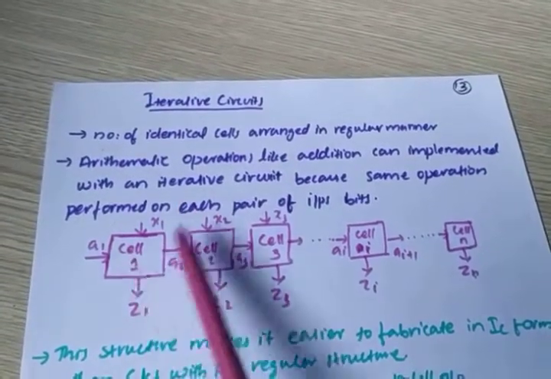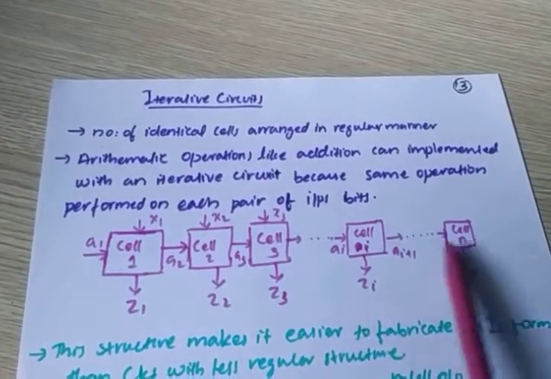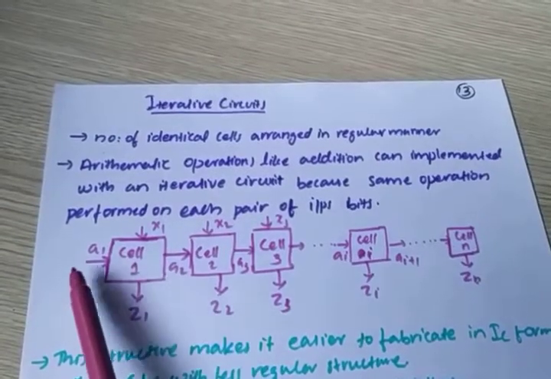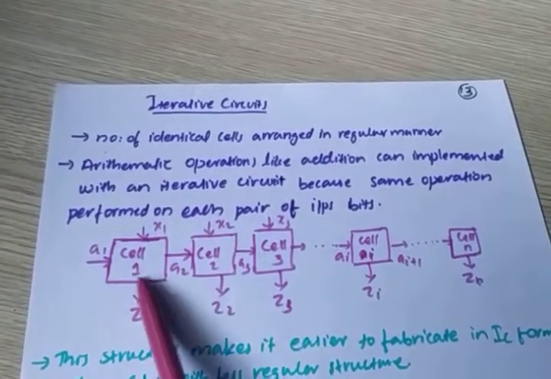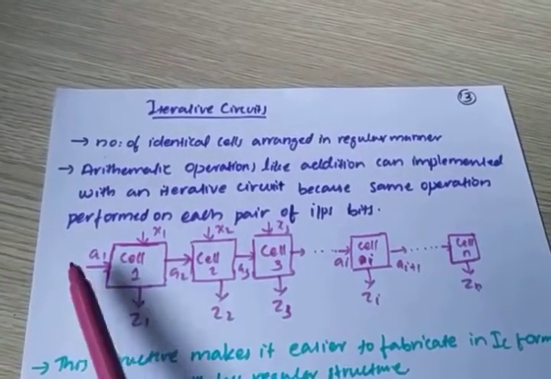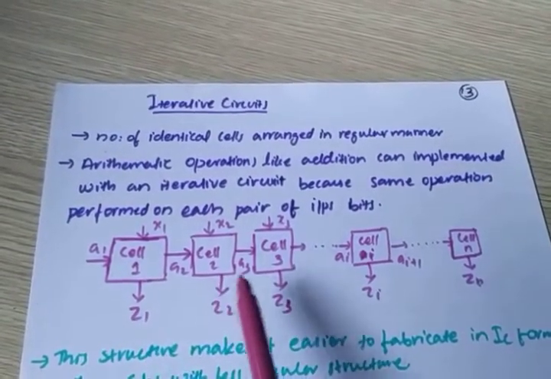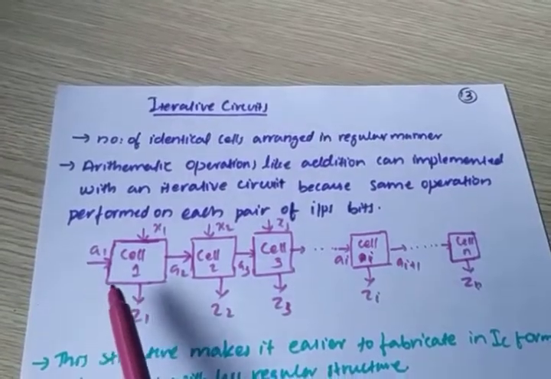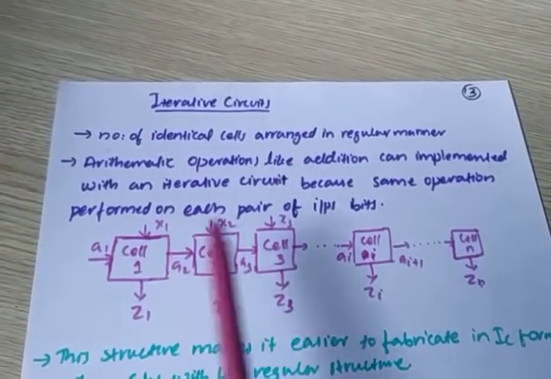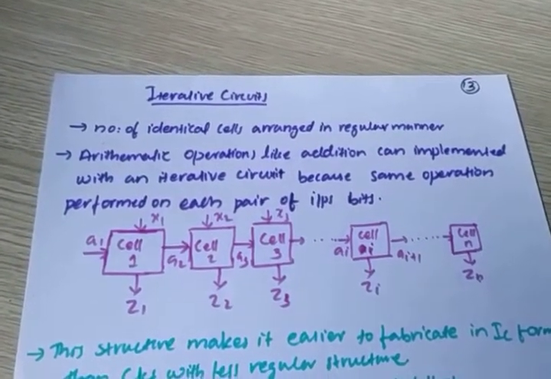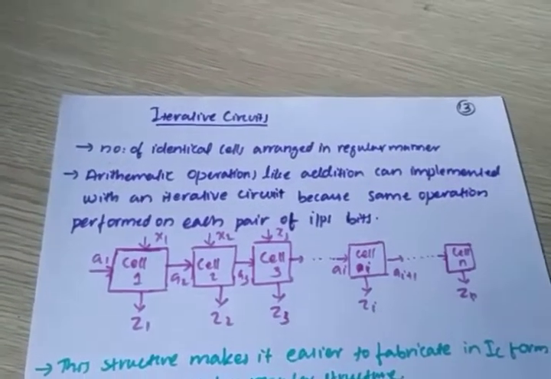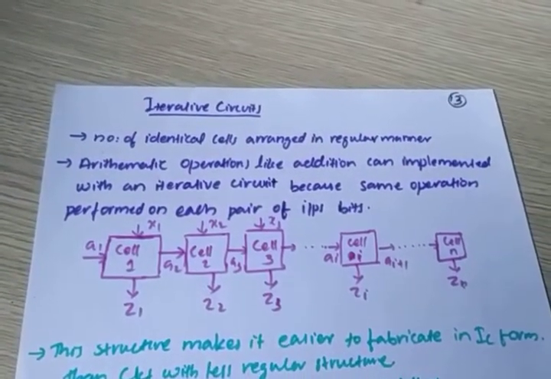Okay, for example, this is cell number 1, 2, 3, like that, n cells you have. So two things come in: this is the previous carry, this is the input, and the carry input and the input are added, and you will get the result output like that. So whenever the operations are identical in the cells, we can arrange them in a regular manner.